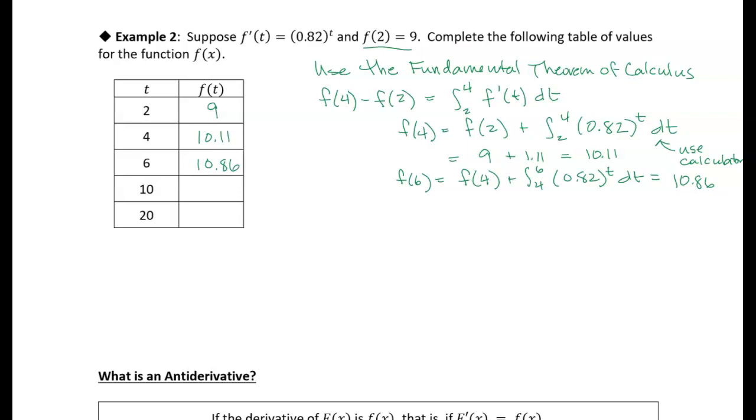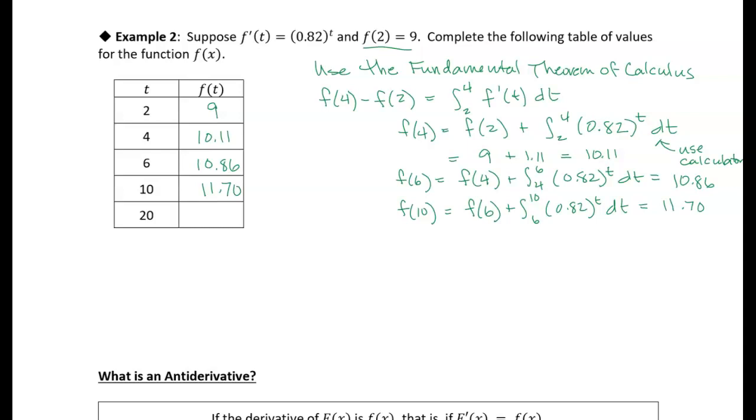Okay, and then we just keep going. The next one we want is f of 10. Okay, so I can just take my value at f of 6 and add the integral from 6 to 10 of 0.82 to the t dt. Okay, so when I do that, I get 11.70.